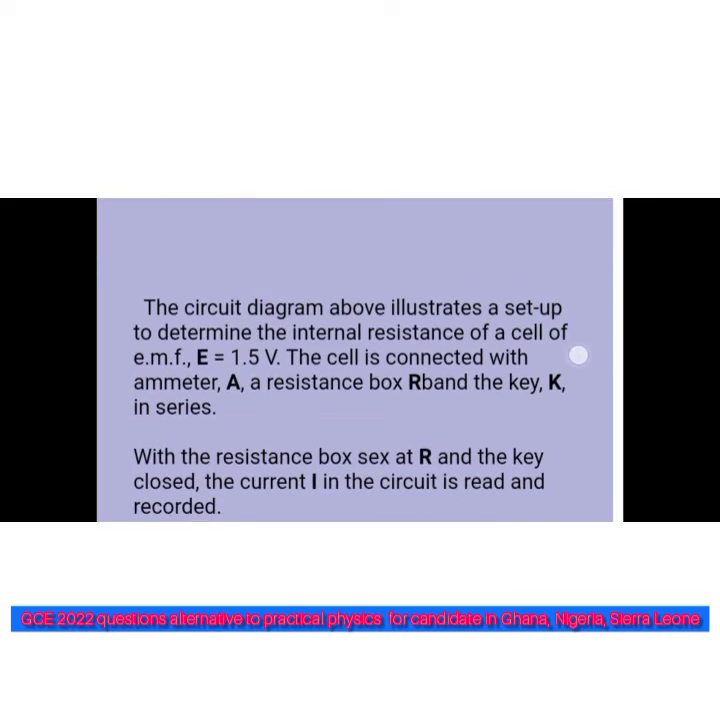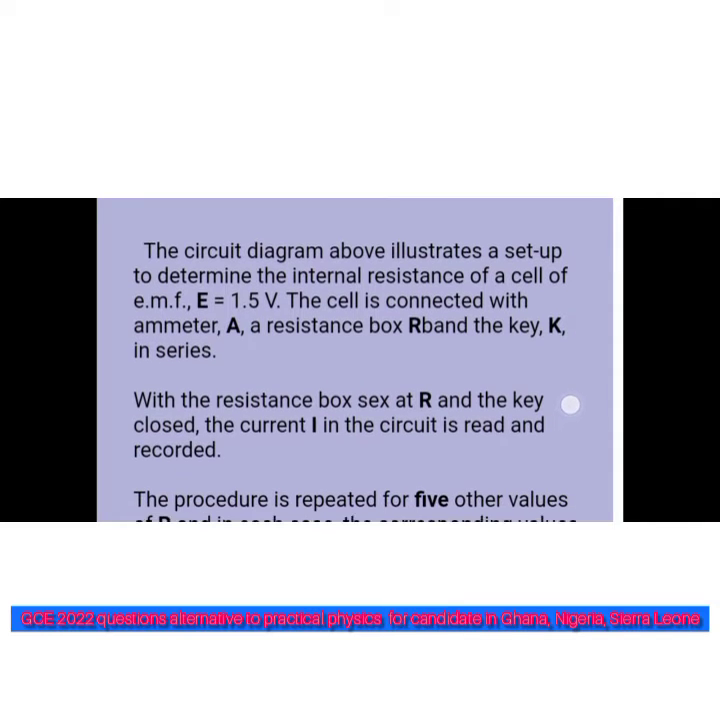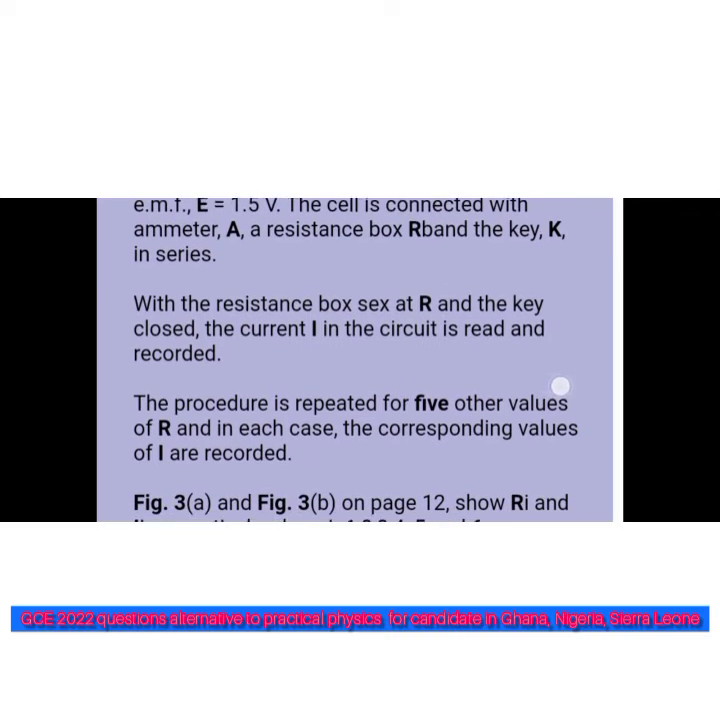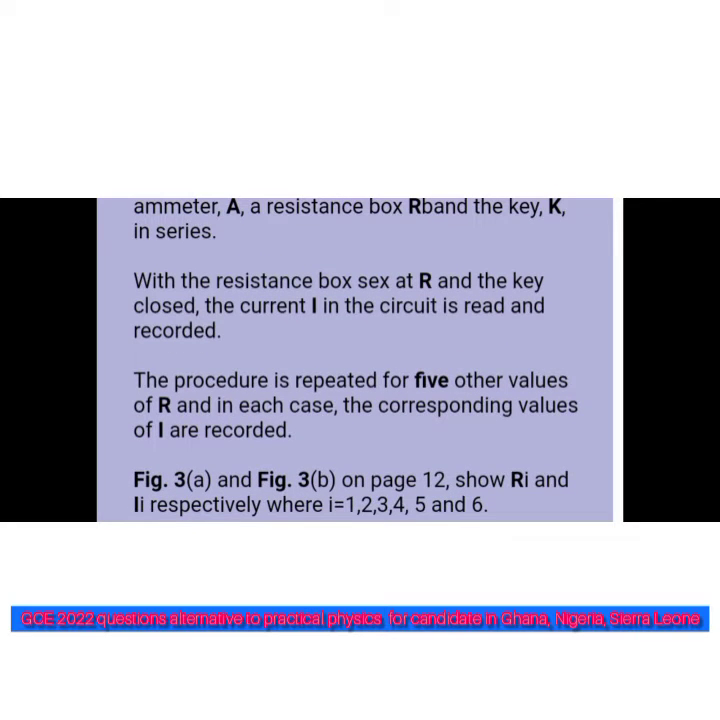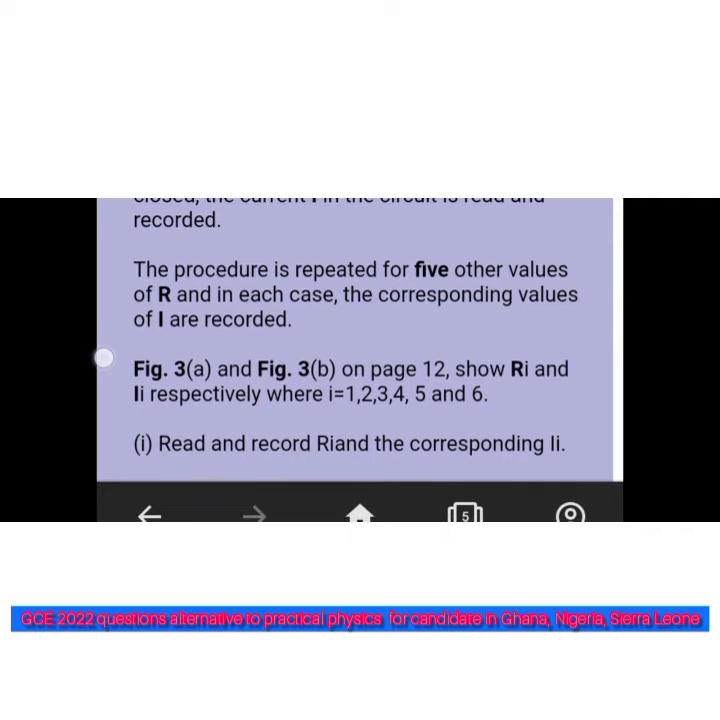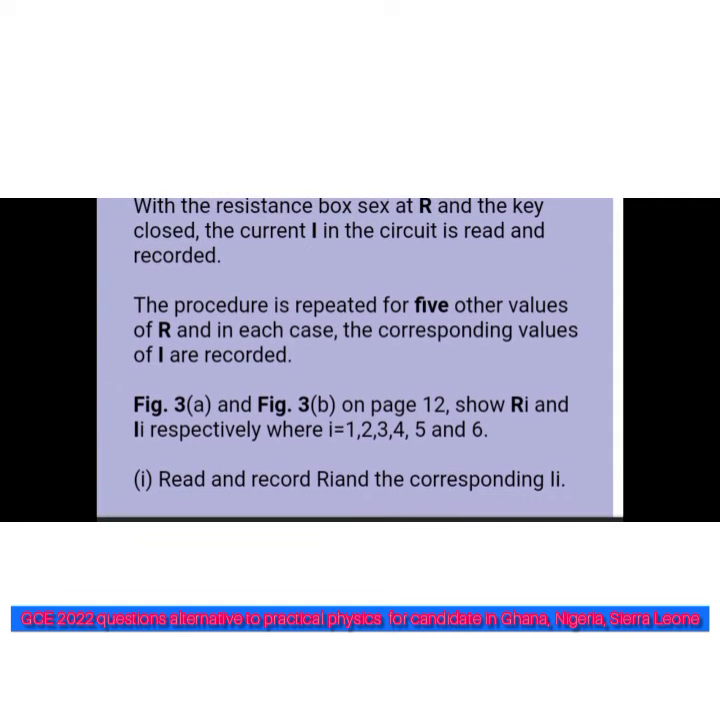The circuit diagram above illustrates a setup to determine the internal resistance of a cell of EMF 1.5. The cell is connected with ammeter A and a resistance box R, and the key K is in series with the resistance box set at R and the key closed. The current I in the circuit is read and recorded. The procedure is repeated for 5 other values of R, and in each case the corresponding value of I is recorded. Figure 3a and figure 3b on page 12 show R and I respectively, where 1, 2, 3, 4, 5, and 6 are read and recorded for R and the corresponding I.